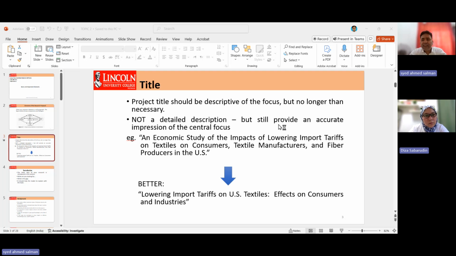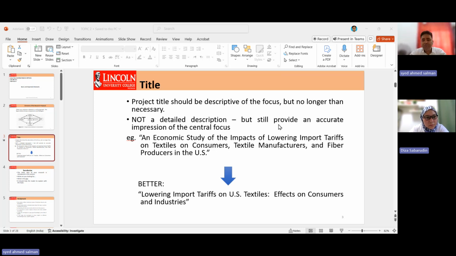If the title itself is not clear, how are you going to understand what the writer is going to talk about in the research paper, right? So basically, you are not able to understand the title, right? Yes. So now you can see one more example: lowering import tariffs on US textiles, effects on consumers and industries. This is more direct. Yeah, both the titles are the same.